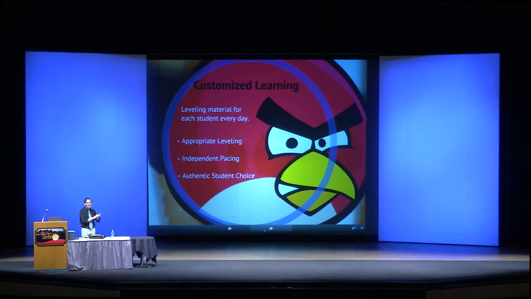The 3 main parts that that's split into is appropriate leveling, the idea that every student is going to be learning the most challenging material that they're able to do each day. Independent pacing, and that's the thing that I focus on more than anything else. I want my students to be able to progress at their own speed. And then, of course, authentic student choices, which is probably the hardest thing to do, because by its nature, giving students authentic student choices means that teachers have to do more lesson planning, or you have to collaborate with other teachers so that you can try to take that workload off.